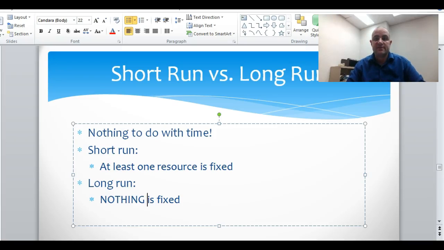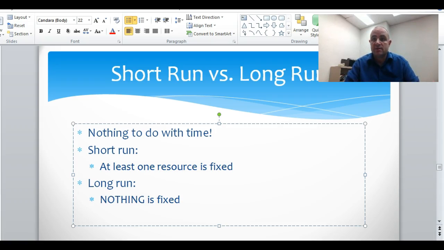Before we can really dive into the different types of markets, it's really important to spend some time looking at the costs that businesses face. Before we do that, we need to make the important distinction between short run and long run in economics terms. Now, the most important thing is that when we talk about short run versus long run, we are talking nothing about time. Okay, short run versus long run has nothing to do with time.